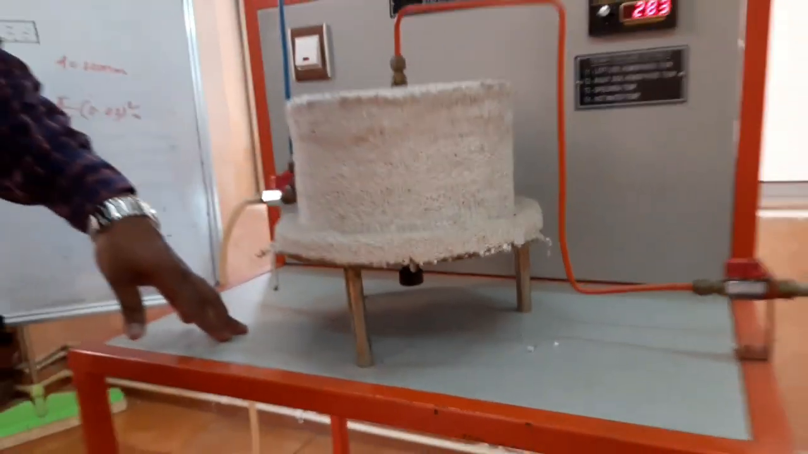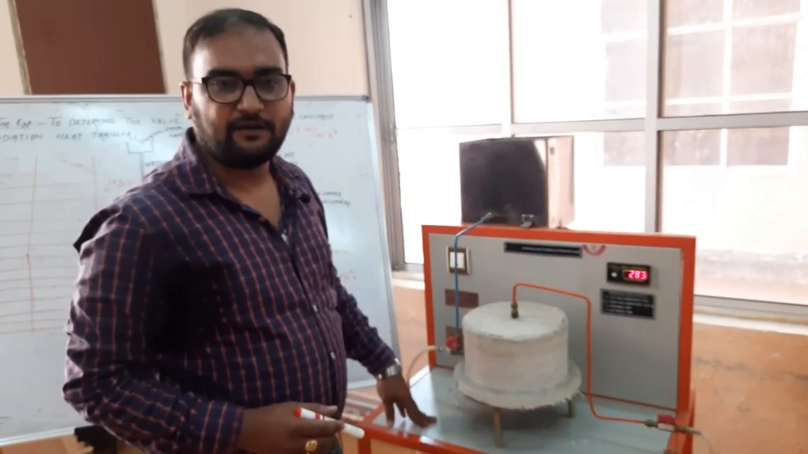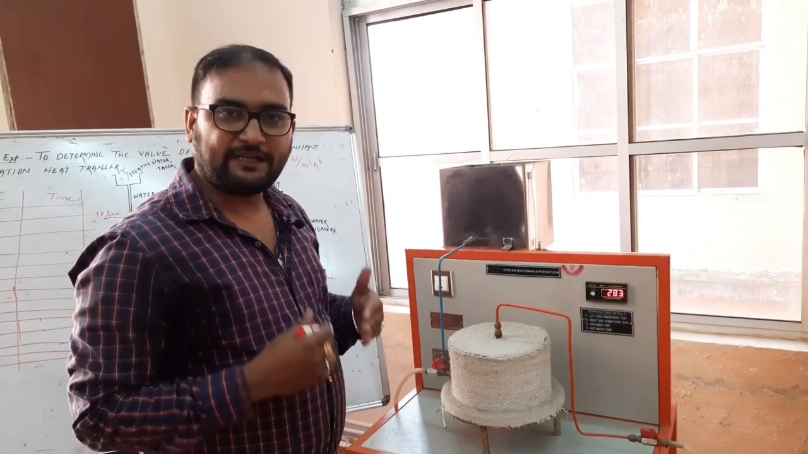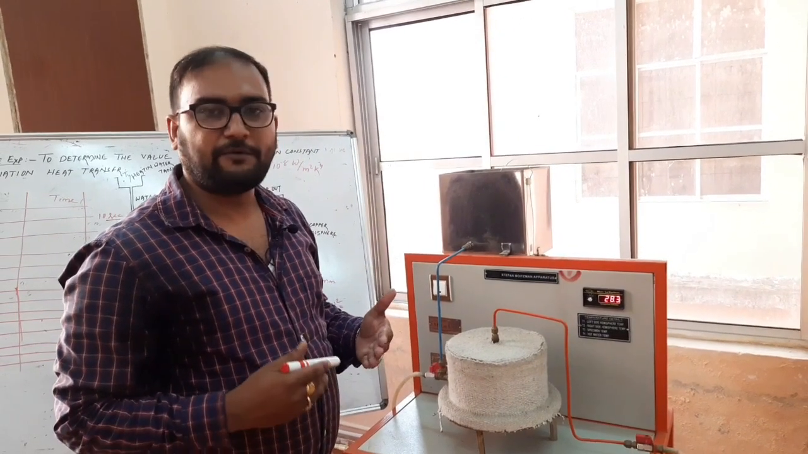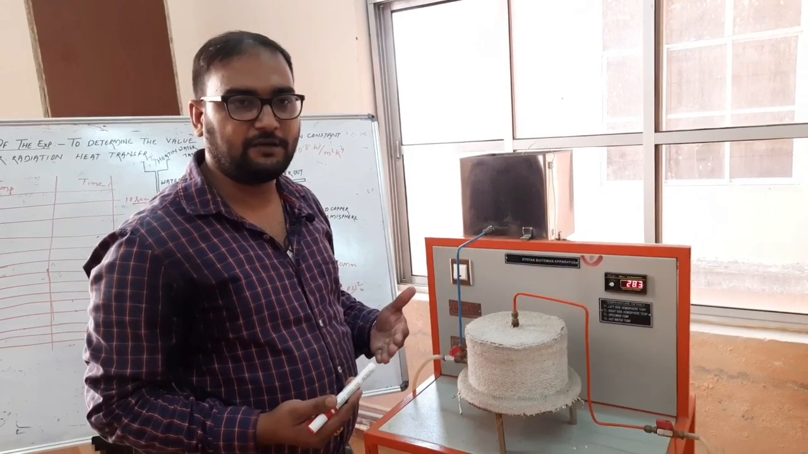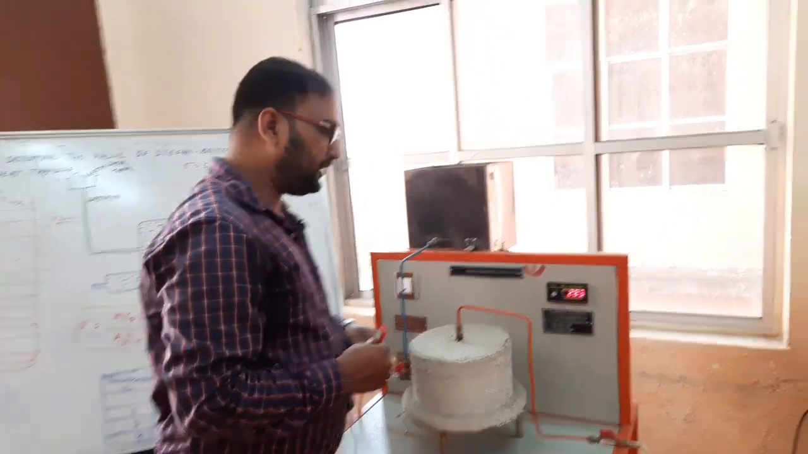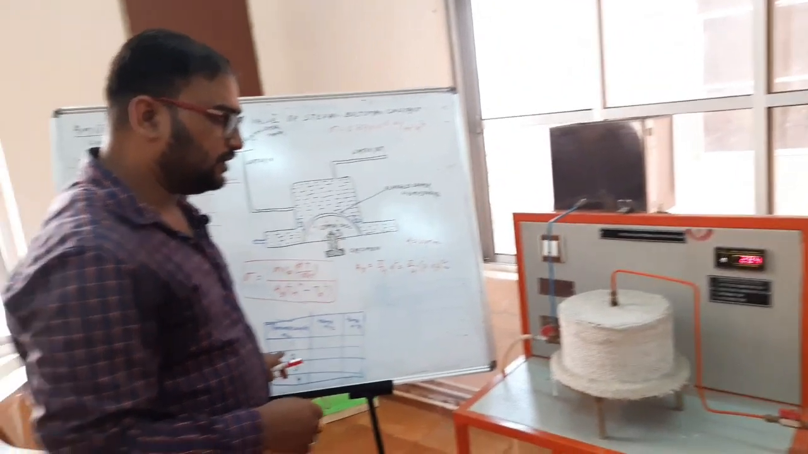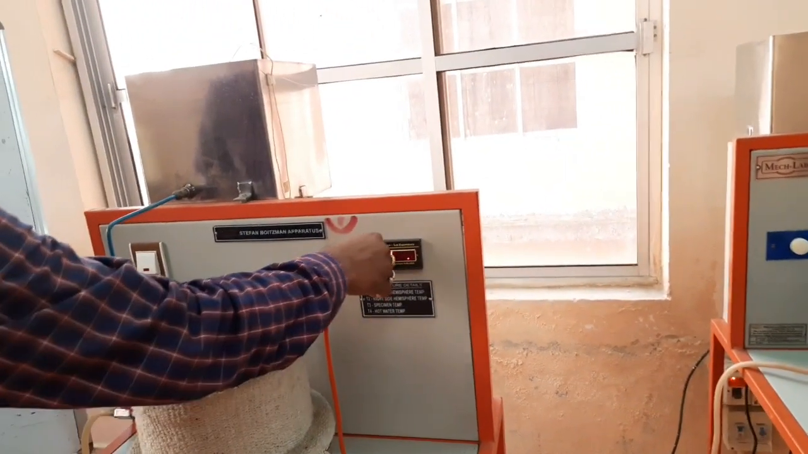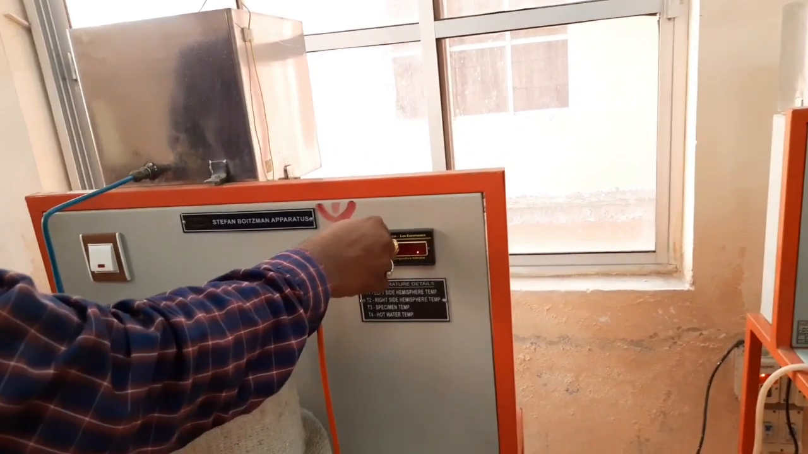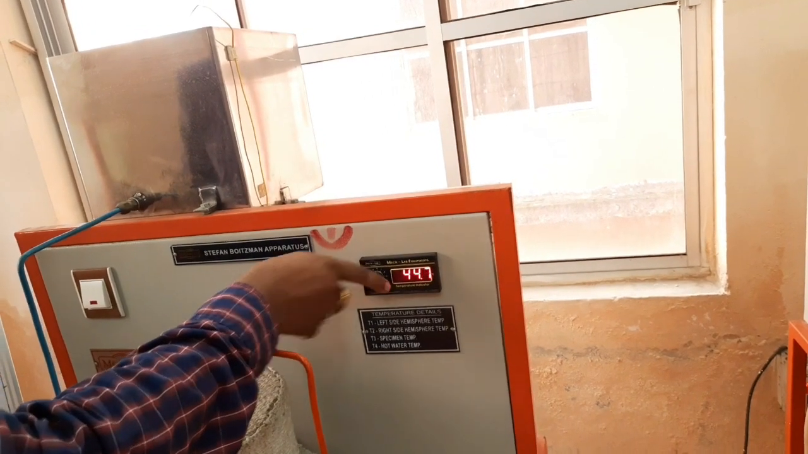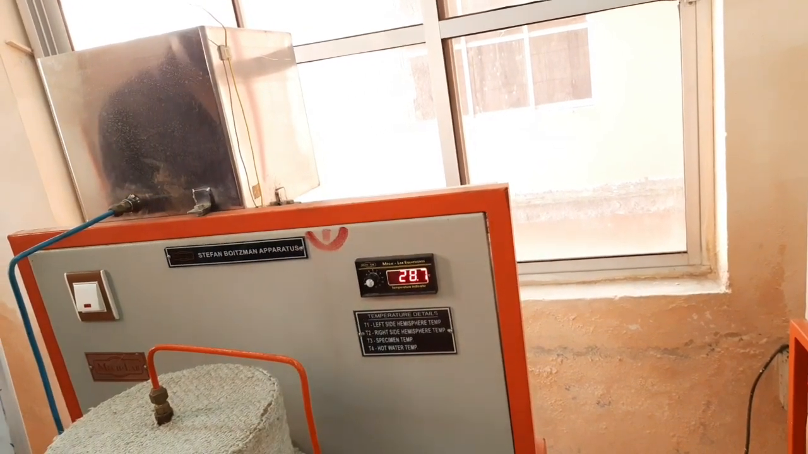After inserting it, now we have to wait some time to attain the equilibrium condition. After attaining the equilibrium condition, or after waiting for 5 or 10 minutes, we have to record the temperatures in this table. So T1 will be here, and T3 will be the temperature of the specimen.